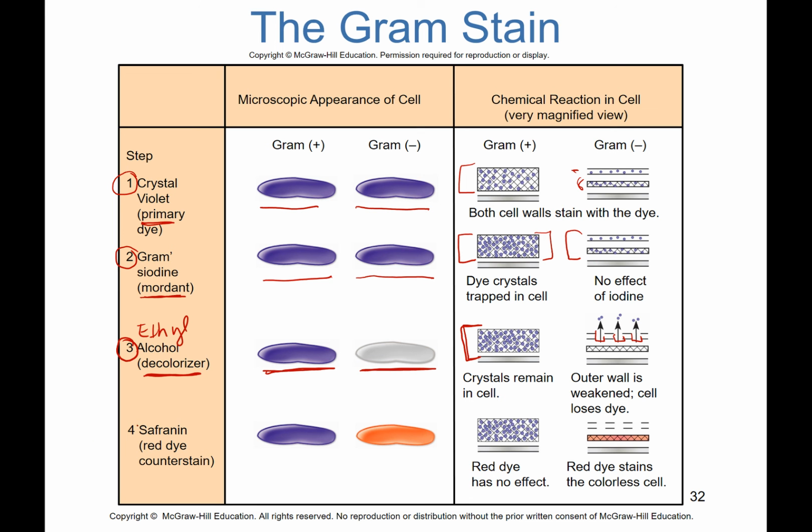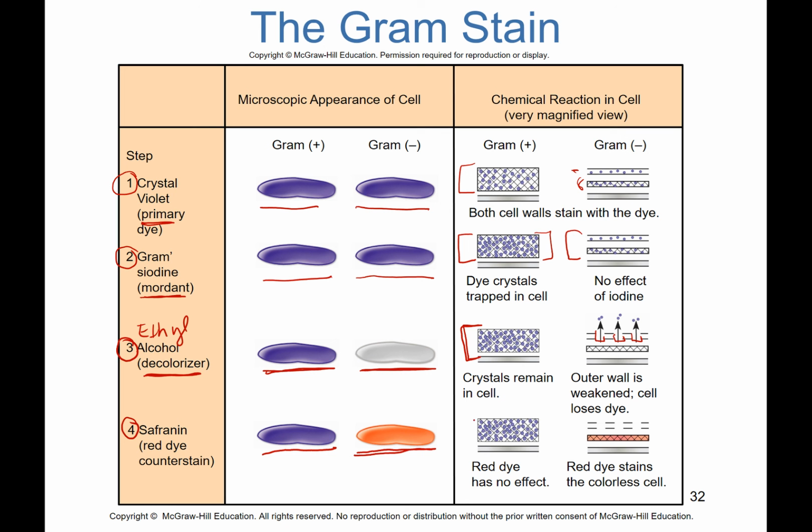And the last step is counterstaining. It's called safranin. It's a red stain. After we apply safranin, gram-positive cells will still be purple. There's no place for that safranin to stick. Gram-negative cells, however, will stain that pinkish red.